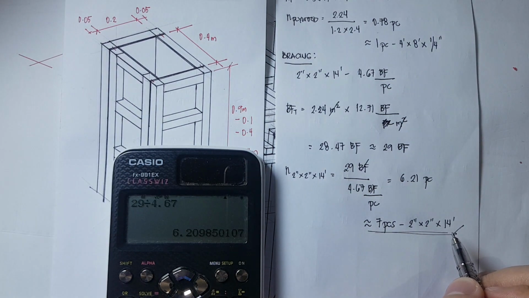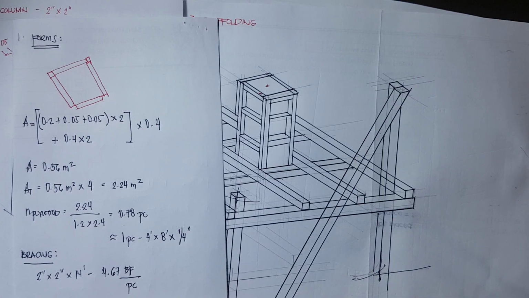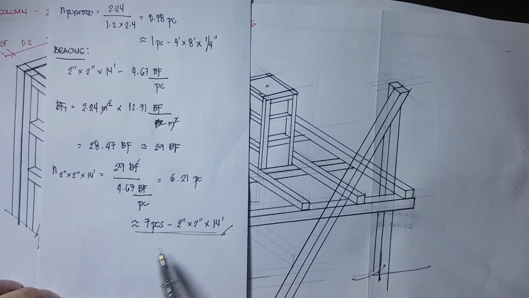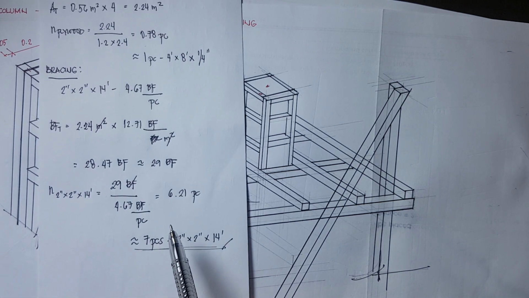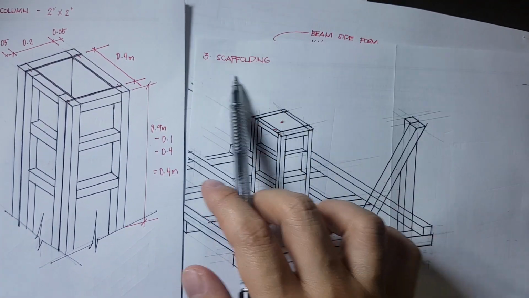Okay? For C1F3. So after determining the number of plywood and the number of rough lumber for the bracing, we are now going to estimate the scaffolding materials.